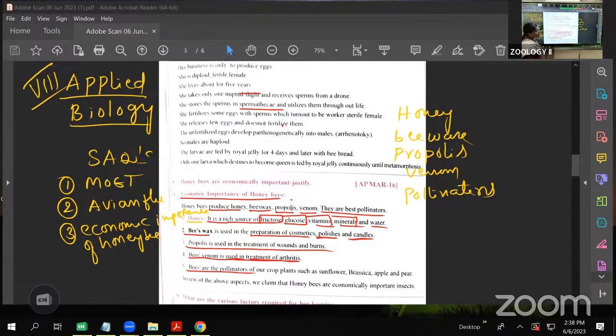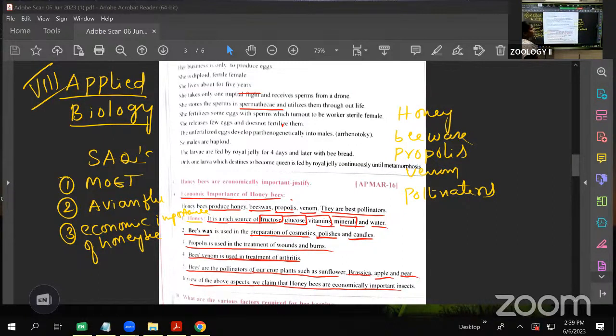Next, bees are pollinators. All of you know this one. They are mainly helpful for the plant's pollination purpose. That's why crops such as sunflower, brassica, apple, pear, and others like these use them as pollinators. Clear? In all these uses, we claim that bees are economically important to human beings. Clear?